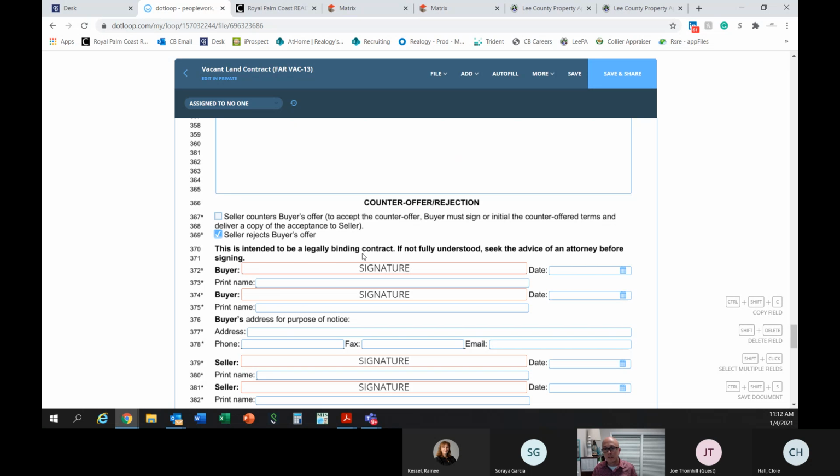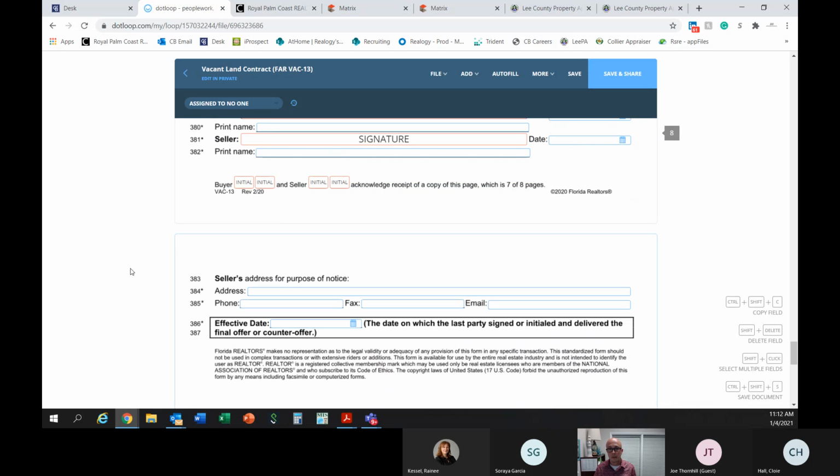Okay. This is intended to be a legally binding contract. If not fully understood, seek the advice of an attorney before signing. Okay, I would always reread that line before handing my customer the pen, or before submitting them the email with the signature request for digital signature. Okay, and then make sure that your buyer initials this page too. Sometimes this gets overlooked. And if you do know the seller's address, please enter it here.